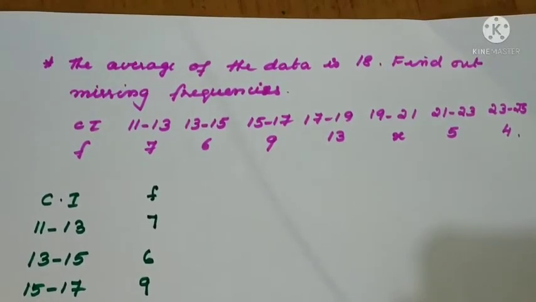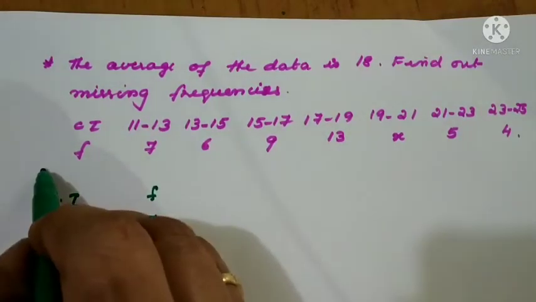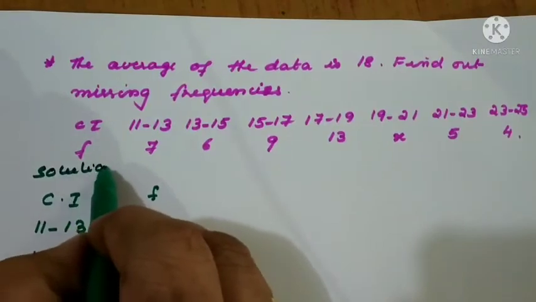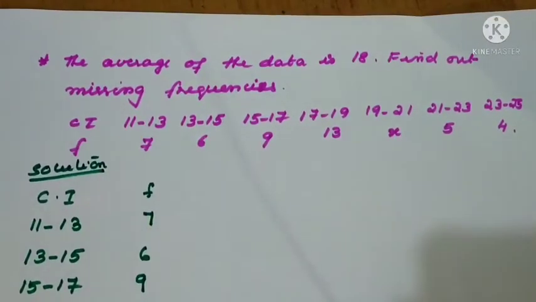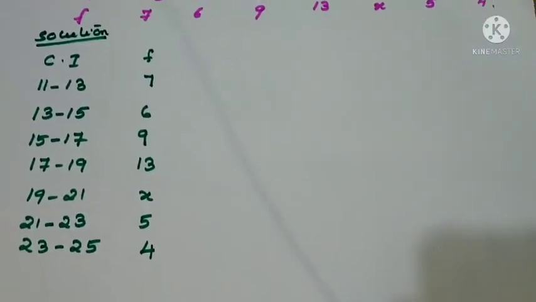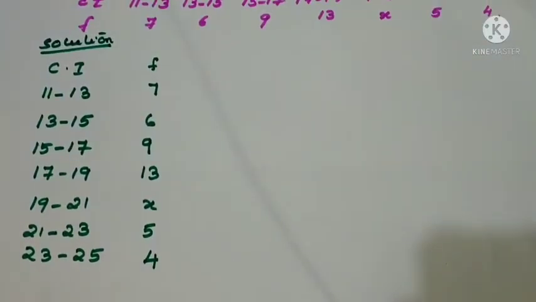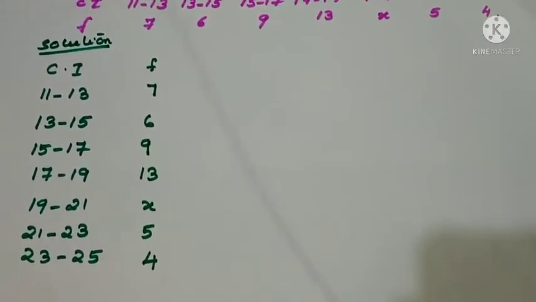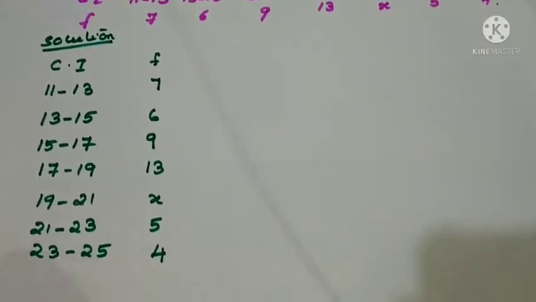Average of the data is 18. Find out the missing frequencies. Class intervals 11 to 13, 13 to 15, 15 to 17, like that. The last one is 23 to 25. Frequencies are 7, 6, 9, 13, x, 5 and 4. For the solution, we write it in column method. Always we have done the direct method with unknown frequencies. Now we'll try the assumed mean method or step deviation. I'll go for the assumed mean method only. So average of the data is 18, means x bar is 18, given already.